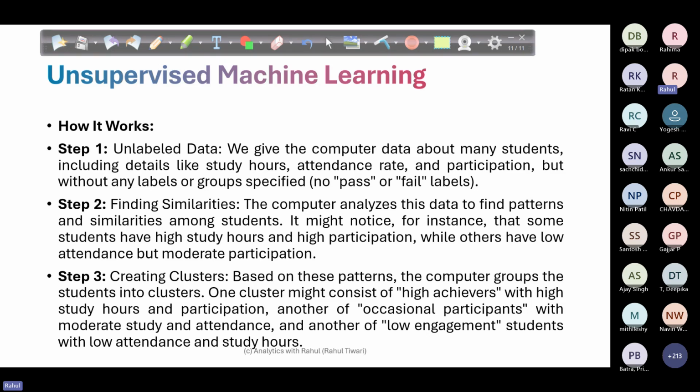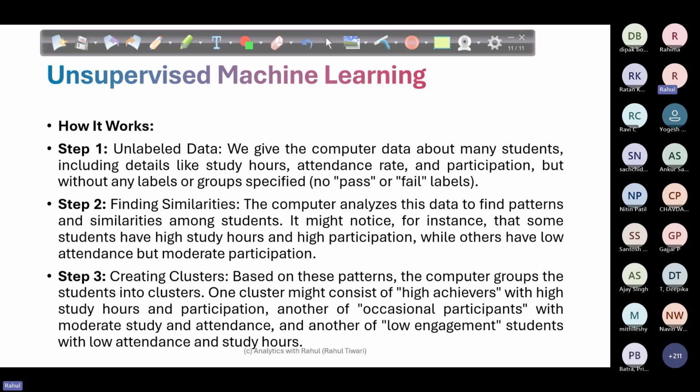One cluster might consist of high achievers with high study hours and participation. Another of occasional participants with moderate study hours and attendance, and another of low engagement students with low attendance and low study hours. So that is how we are segregating the learners.